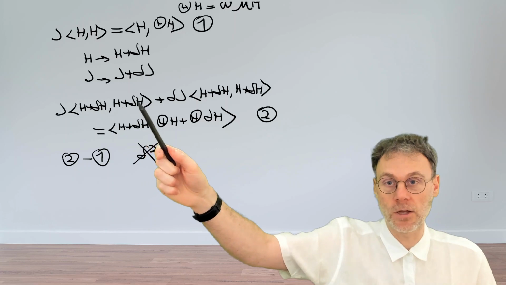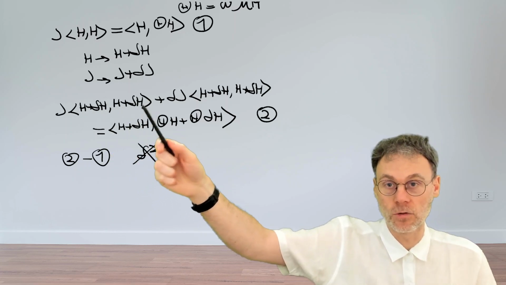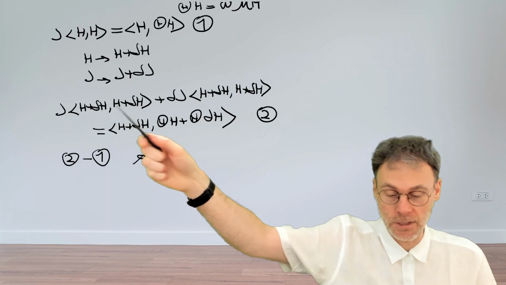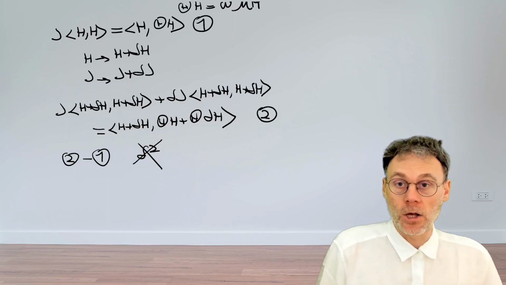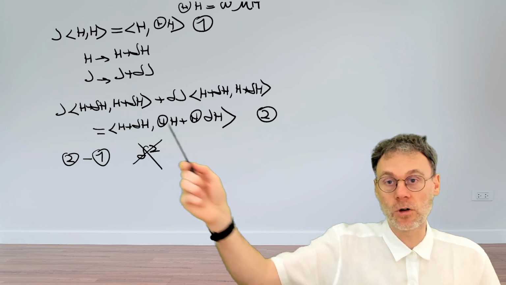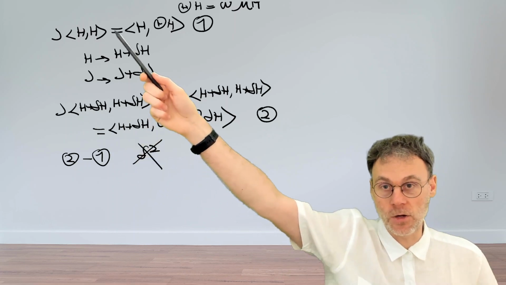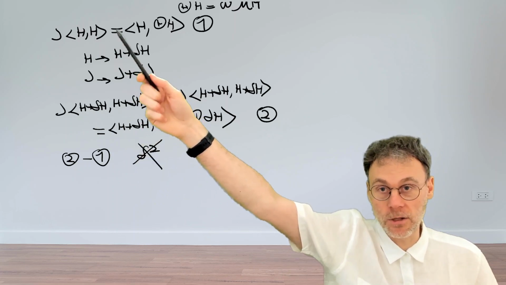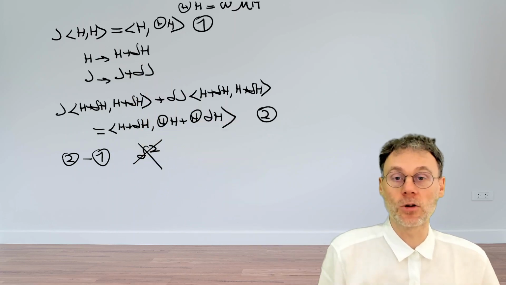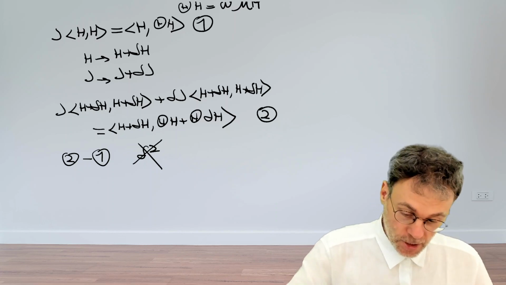Let's first take a look at the first term and do distributivity of this scalar product. So 2 by 2, this will give us 4 terms, and the first term will be j h h, and then we subtract equation 1 from this. This is exactly the term that we're going to subtract, so this first term will just vanish. Let's take a look at the second term.